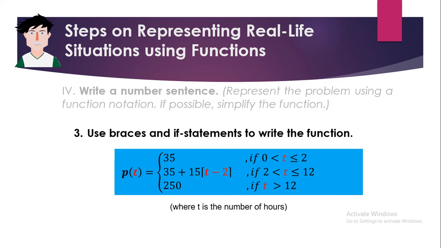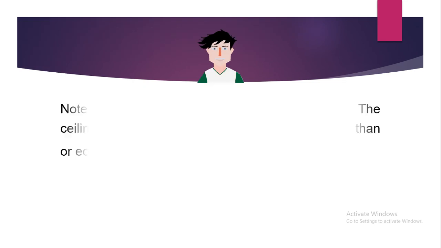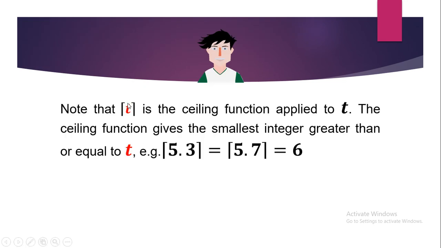So in this problem, t is the number of hours. So here the symbol is the ceiling function applied to t. The ceiling function gives the smallest integer greater than or equal to t. For example, the ceiling function of 5.3 is just equal to the ceiling function of 5.7, they are just the same, which is equal to 6. So that is the application of ceiling function.